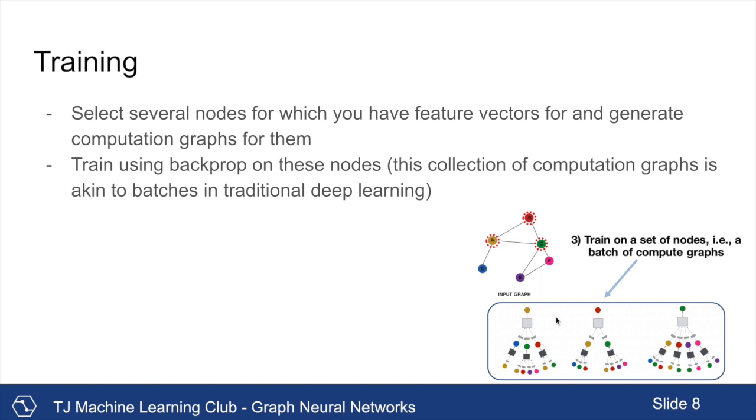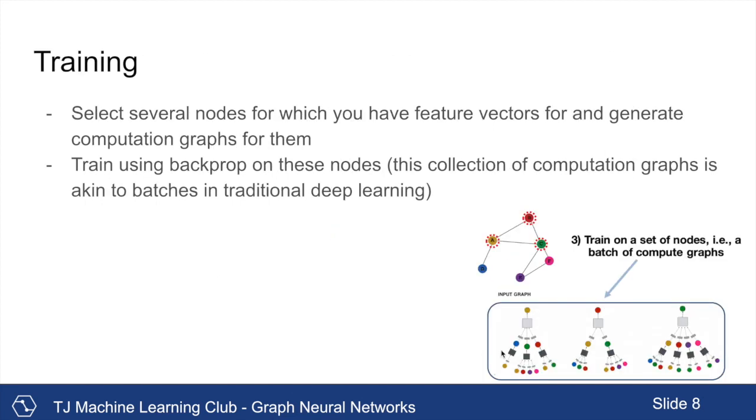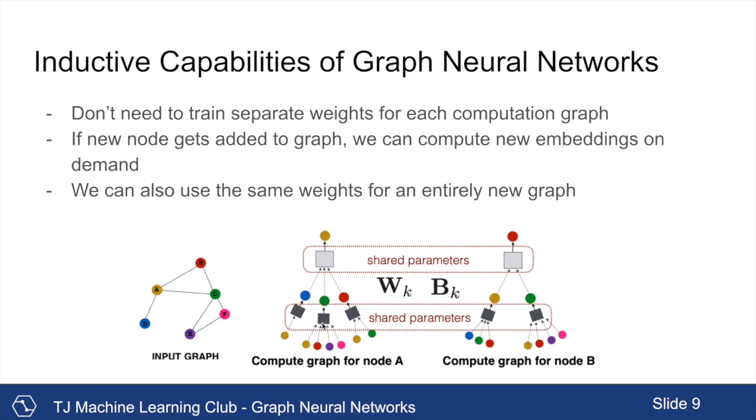And if you do that, the interesting thing is that some inductive capabilities emerge, right? If you are paying attention, you may have thought, maybe these weights are different for each computation graph, but actually they're all the same. So you can use the same weights for any node in your graph, and you don't have to retrain for different components of your graph. If a new node gets added to your graph, you don't have to retrain anything. If you want to generate the embedding for that node, you can just use the same weights that you learned during training, and output the embedding on the fly, on demand.